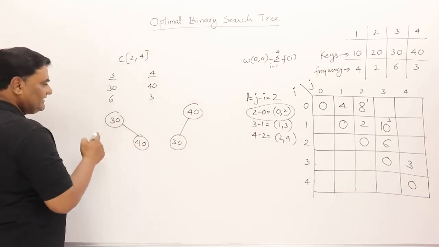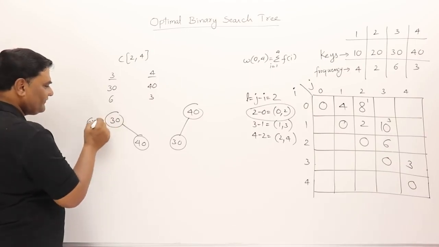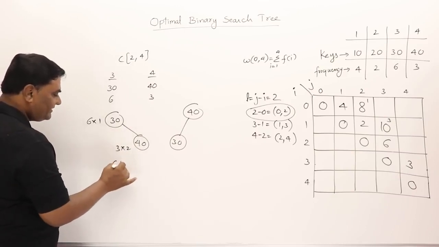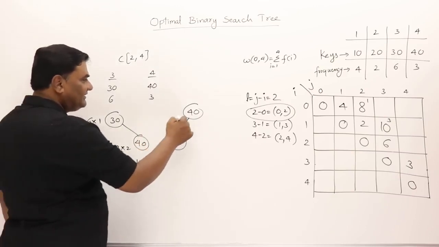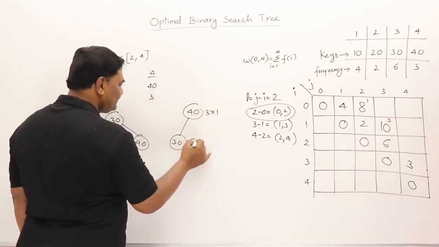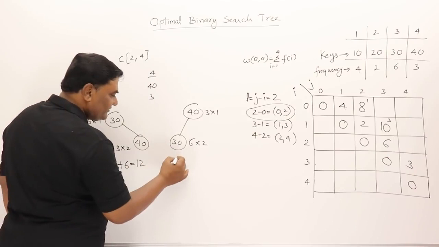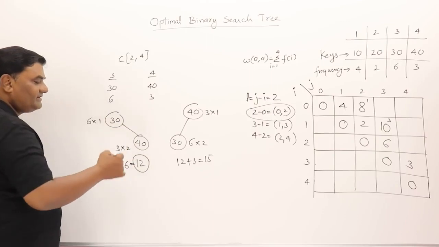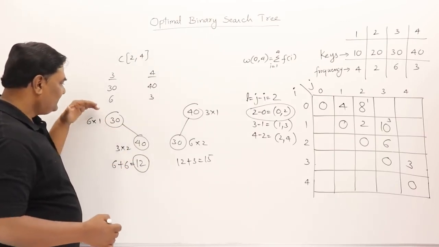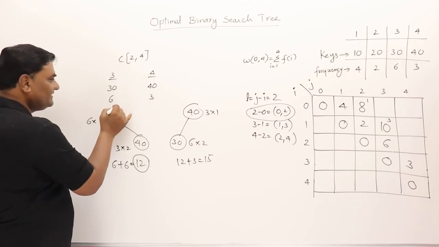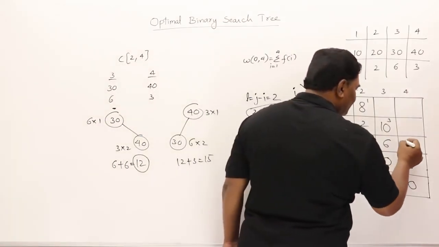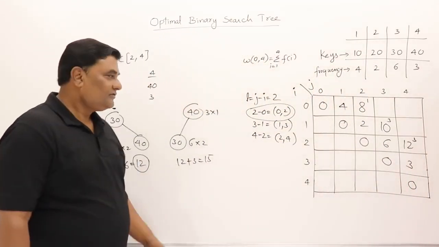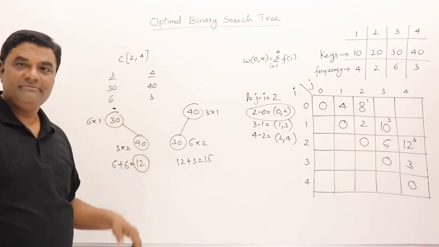Let me put the cost directly. The frequency of this one is 6 and the number of comparisons required is 1, and this is 3 and the number of comparisons is 2. So this is 6 plus 2 into 3, that is 12. This is 3 into 1 and this is 6 into 2, so this is 12 plus 3, that is 15. So who has given us the minimum result? 12 has given us the minimum result. And what is the key here? The third one is the key here. So the answer is 12 and 3 is the key. So 3 will become a root. The third key will become a root.